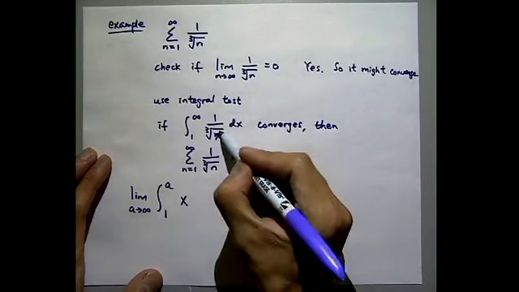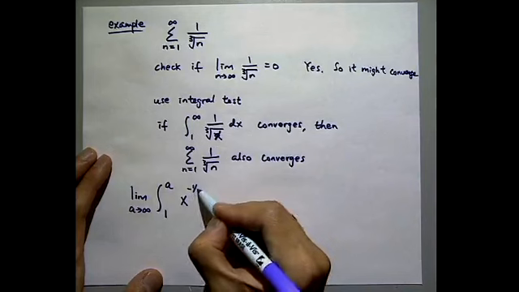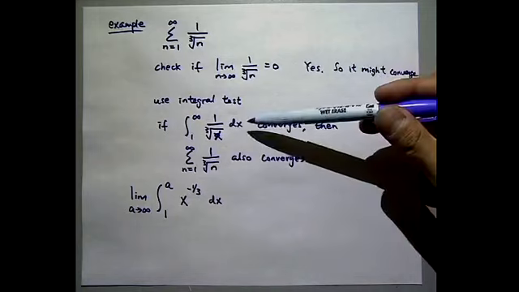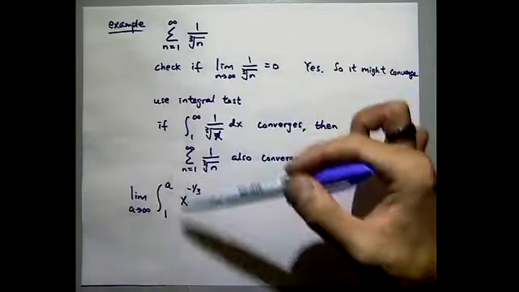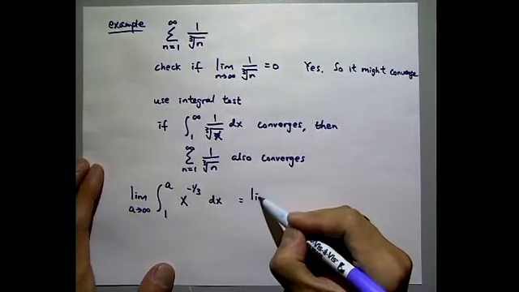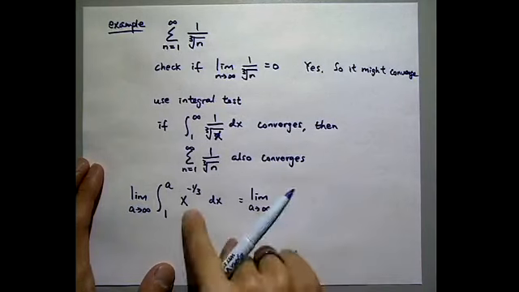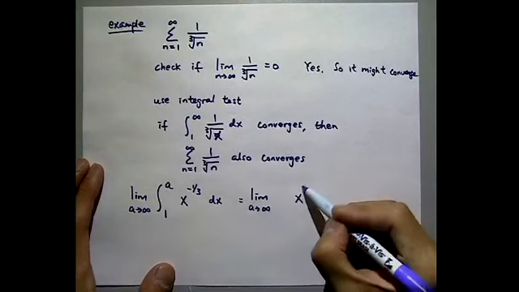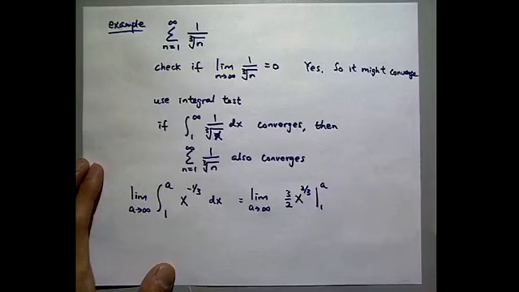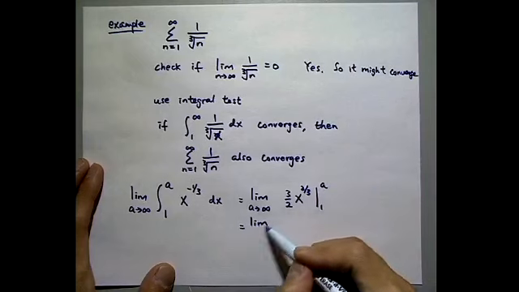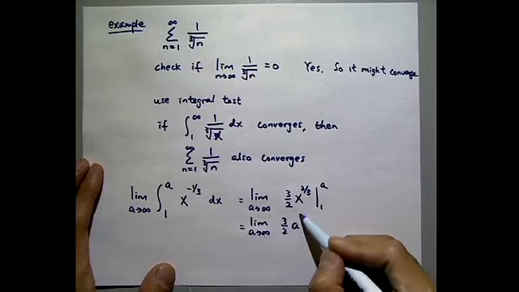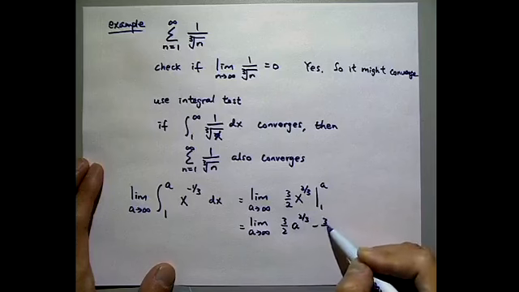Oops, that's an x. Okay, so now we're going to calculate the improper integral. Yank out the infinity, put an a in there, and let a go to infinity, and then we calculate what we end up getting. Add 1, I get 2/3, divided by that, 3/2, 1 to a. So we get 3/2 a to the power of 2/3 minus 3/2.